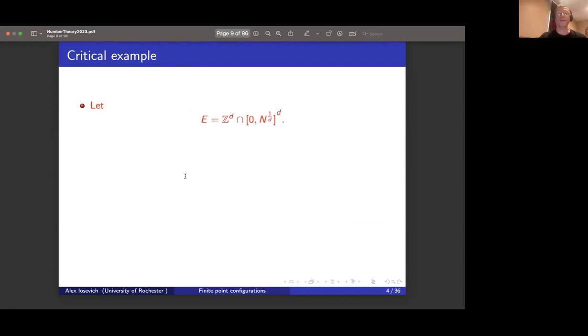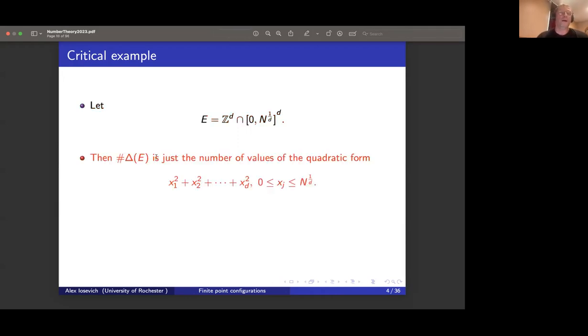Okay. So what is believed to be the critical example? And let me state believed, because we are nowhere near proving that this example is critical in any reasonable sense. So let's take an integer lattice and intersect it with a cube of side length N to the 1 over d, encompassing approximately capital N lattice points. Okay, then how do you compute the size of the distance set? This is just the number of values of the quadratic form x_1 squared plus x_2 squared up to x_d squared, where x_j is between 0 and N to the 1 over d.